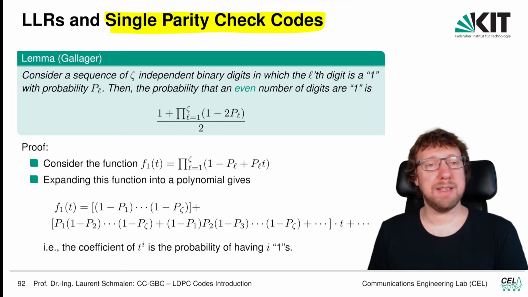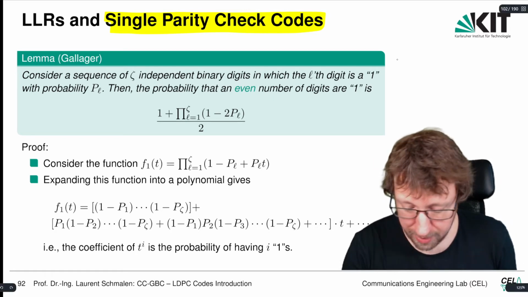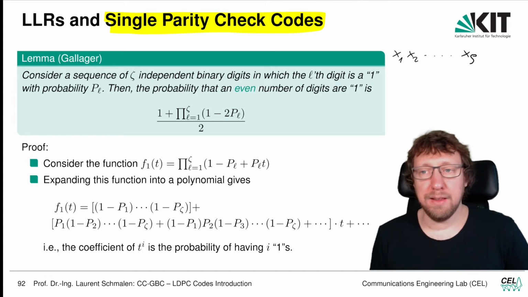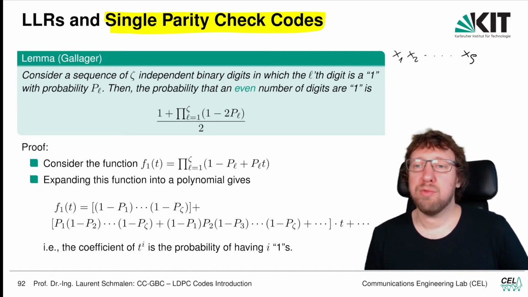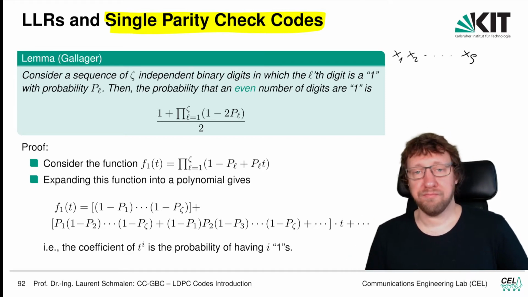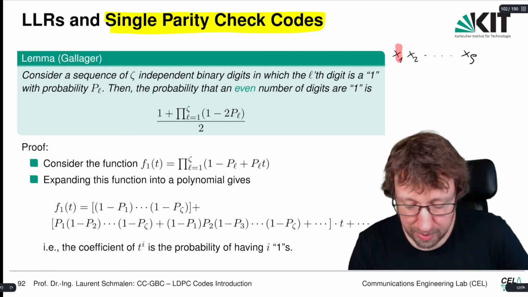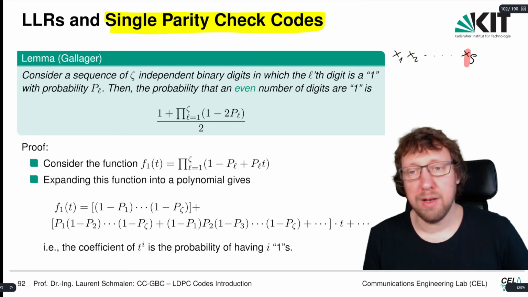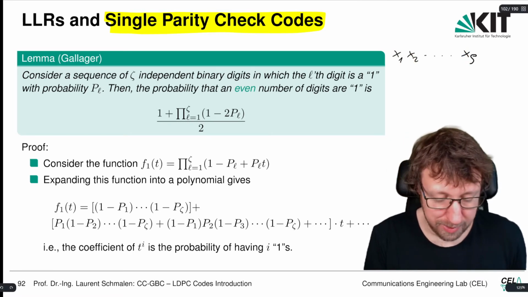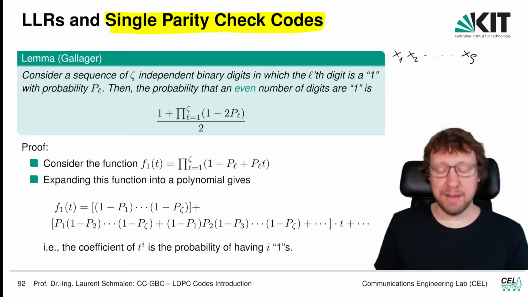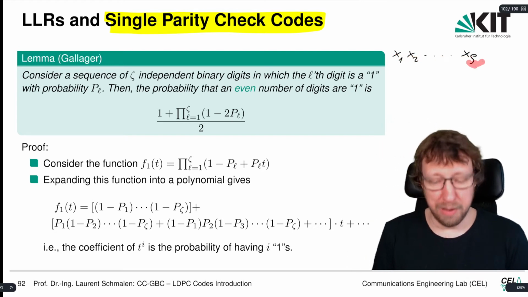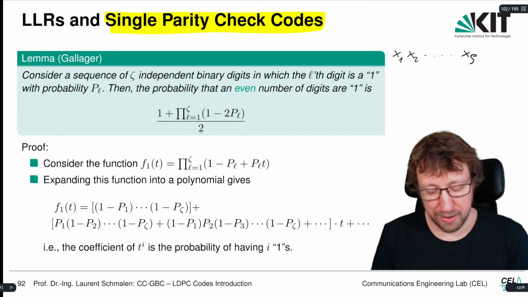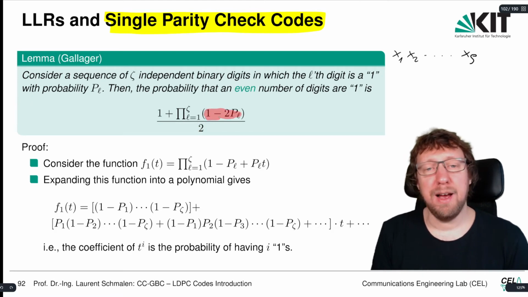In Gallagher's lemma, we have a sequence of zeta digits. We have x1, x2, up to x zeta. And we would like to know what is the probability that this sequence has an even number of ones. And we know that the digit at position L is 1 with the probability PL. So each digit in this sequence can have a different probability of being equal to 1, and we call this PL. So now we calculate the probability that this sequence has an even number of ones, and this probability is given by 1 plus the product of 1 minus 2 times PL, divided by 2. Maybe this sounds familiar to you.